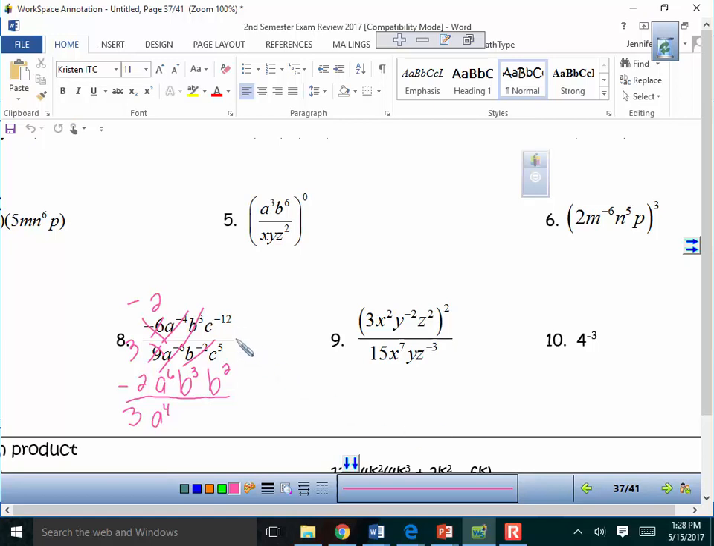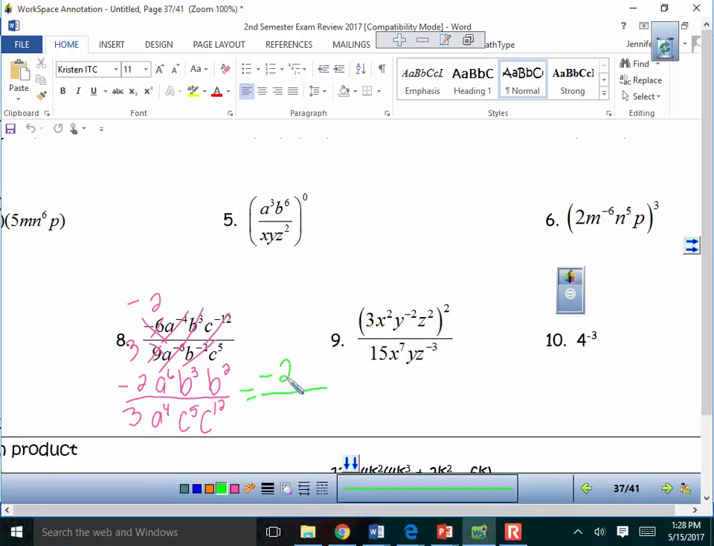Now, that c to the 12th, is he happy? No. But how do we make him happy? Bring him down to the bottom. Good. Any questions here? Right. When you multiply variables, you add their exponents. So, oops, that's ugly too.